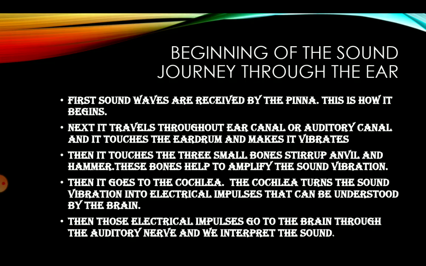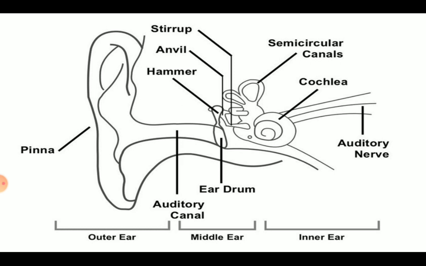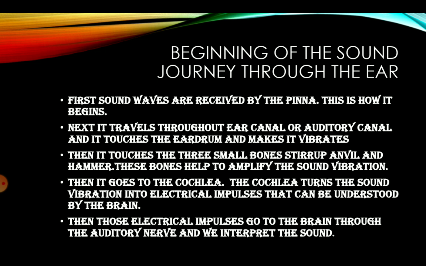Now let's see what happens next. Then it touches the three small bones. They're called stirrup, anvil, and hammer. These bones help to amplify the sound vibrations. You can see on the top the three bones that are in the middle ear: stirrup, anvil, hammer, and they help to amplify the sound, make it bigger. Then it goes to the cochlea.